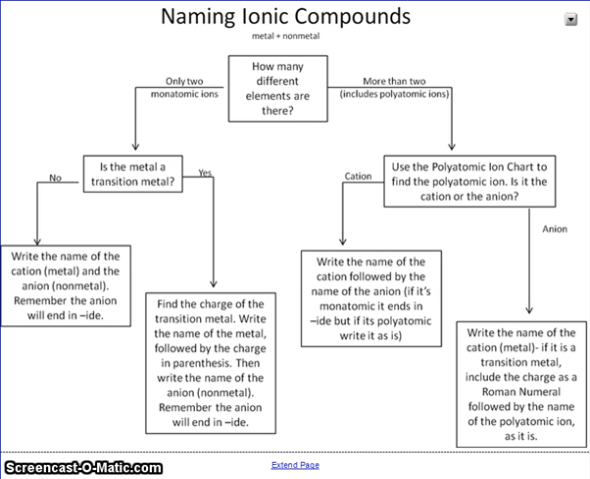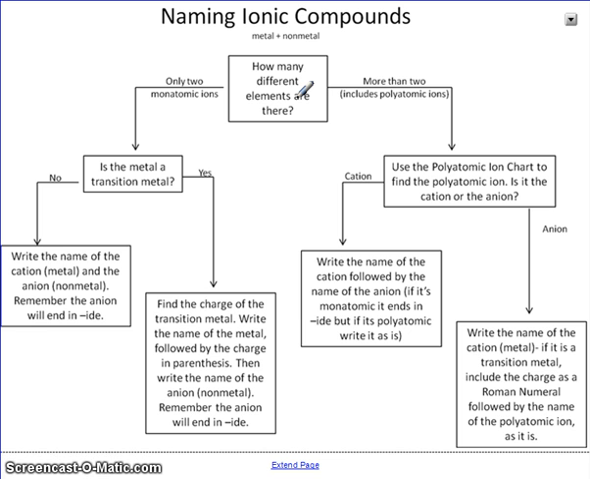So what I've created is this flow chart in order to help you name ionic compounds. Remember, ionic are the ones with a metal and a nonmetal. The first thing you have to ask yourself is how many different elements are there? If there's only 2, that means those are monatomic ions, so you go this way. If there's more than 2, it means you have a polyatomic ion, and you follow this way.